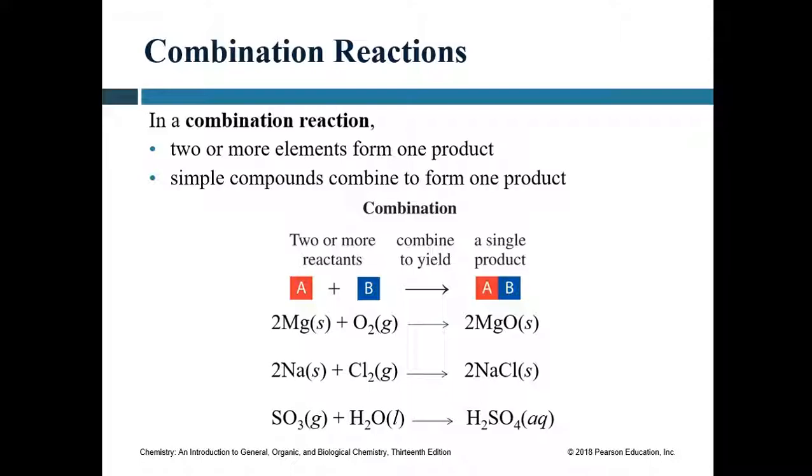So in a combination reaction, two or more elements form one product. We can either have simple elements combined to form one product, like magnesium plus oxygen gives us magnesium oxide, or two compounds combining to give us one bigger compound. Notice we have two or more reactants combined to yield a single product. Combination. It actually makes sense.